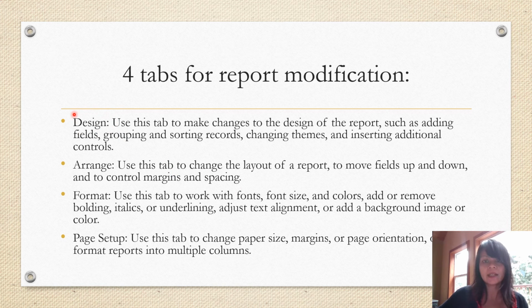There's design, arrange, and format. Use design to make changes to the design of the report, like adding fields, grouping, sorting, changing themes, and inserting additional controls. Arrange is used to change the layout of the report, to move fields up and down, and control margins and spacing. And with format, use this to work with font sizes, colors, bolding and underlining, text alignment, and things like that, or to add a background image or color. With the page setup, you can change paper size, margins, page orientation, and format reports into multiple columns.